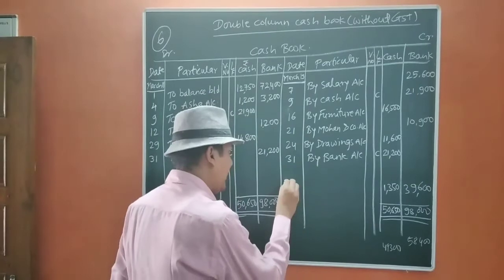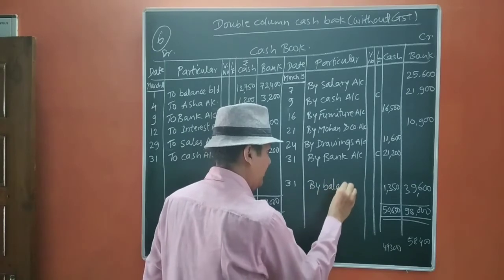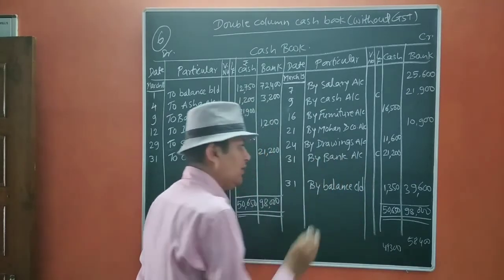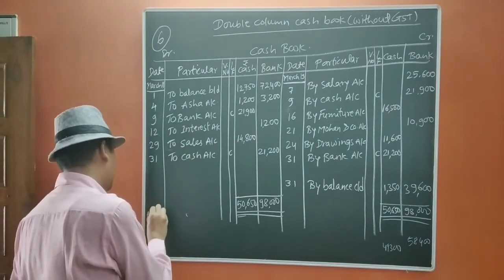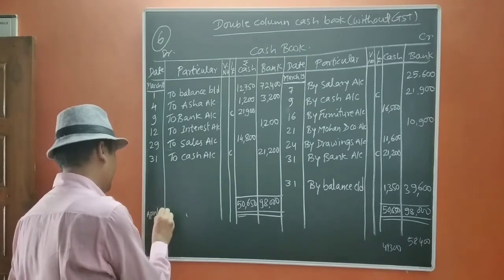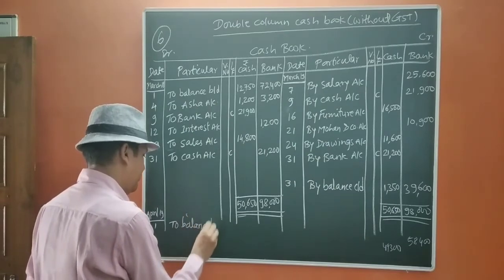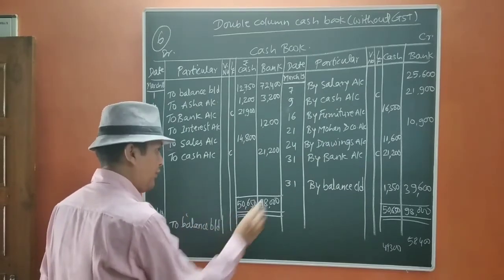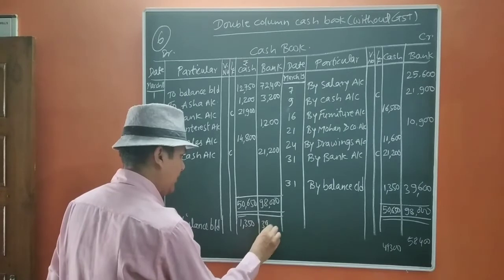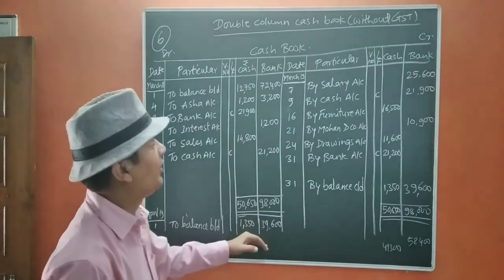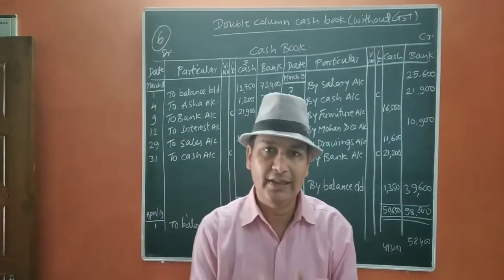Okay, so this is our balance on March 31st by balance carried down. That will be the balance of April next year, April 1. First, to balance brought down will be 1,350 and 39,600. Okay, this is the question of cash book, double column cash book without GST. Now we are going to do one question with GST.